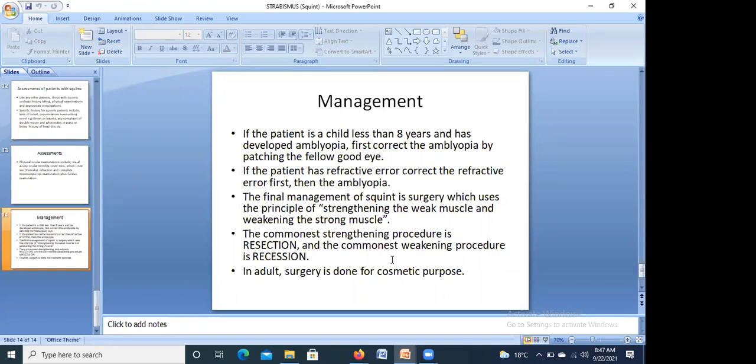So in children, when we do this surgery, it is both to straighten the eye and improve the development of binocular vision. That is, the two eyes are seeing one image at the same time. But in adults, most times now we cannot cause the development of binocular vision. So when we do strabismus surgery in adults, we normally do it for the purpose of cosmesis, that is to improve the look or the beauty of the face. So we do strabismus surgery in adults, not to improve vision, but mainly to improve the cosmesis of the face.